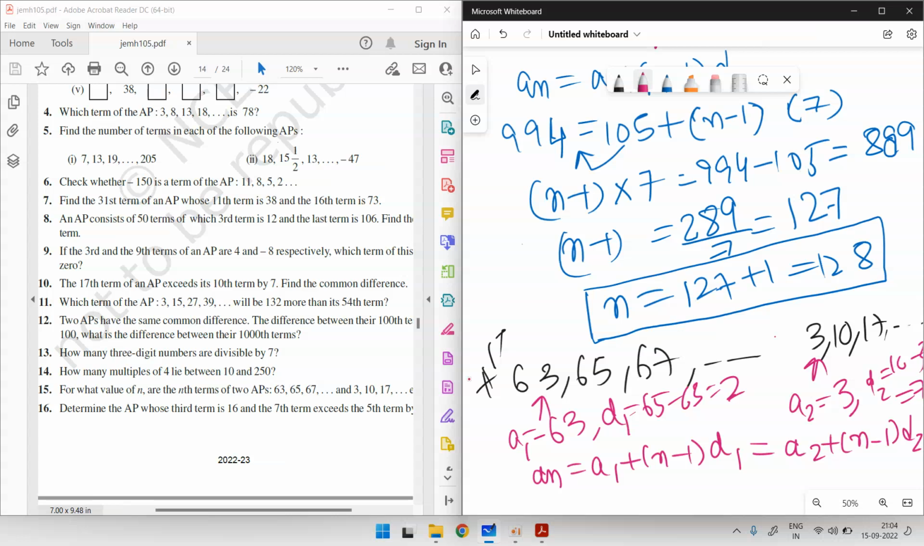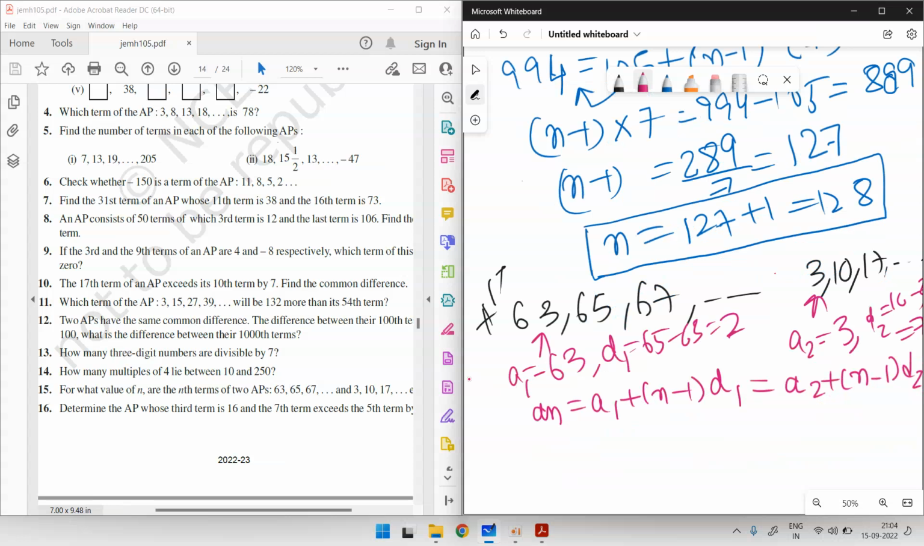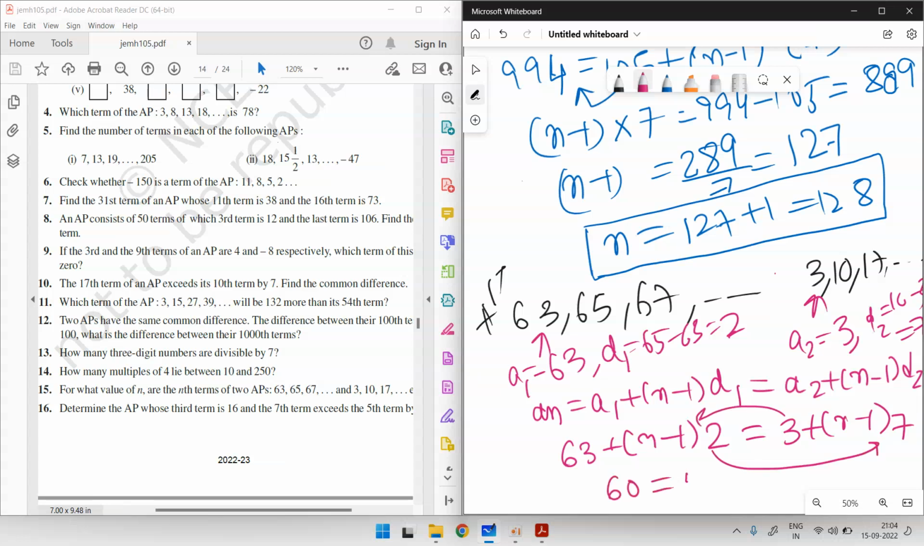So if I directly open this, A1 is 63 plus (n minus 1) into 2, which is equal to 3 plus (n minus 1) into 7. Now if I substitute this value, I take this here and this to be here. So 60 equals 7 minus 2, which is 5 into (n minus 1).